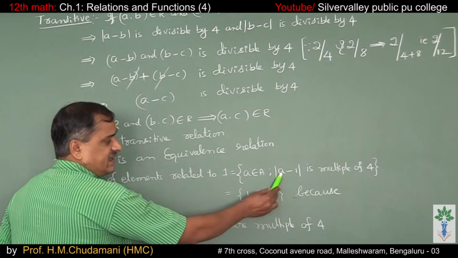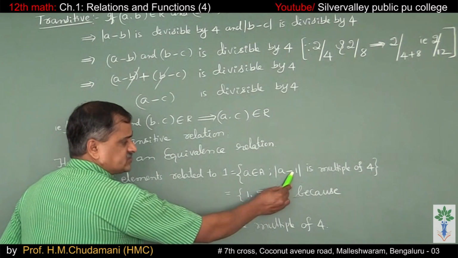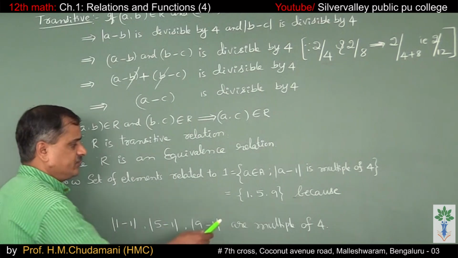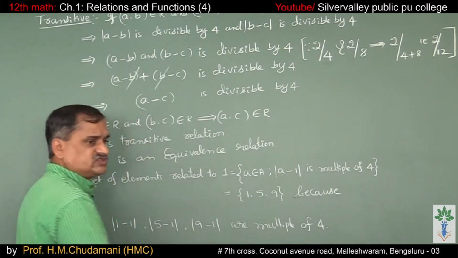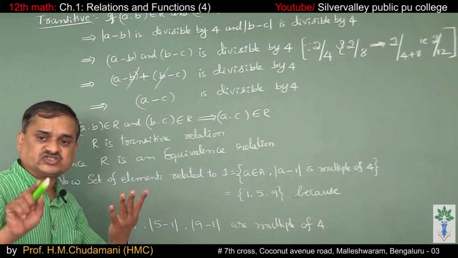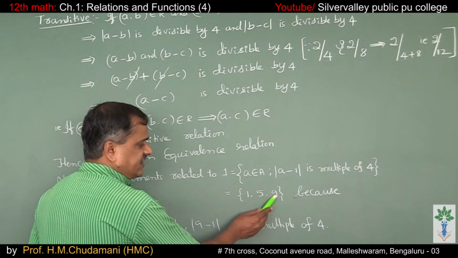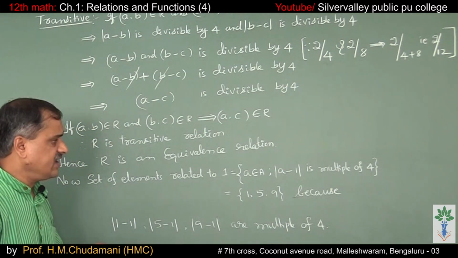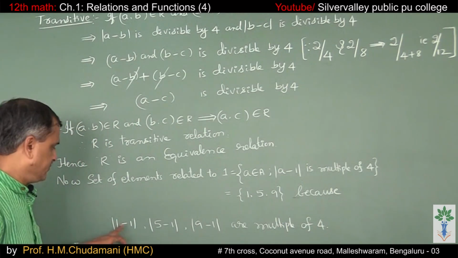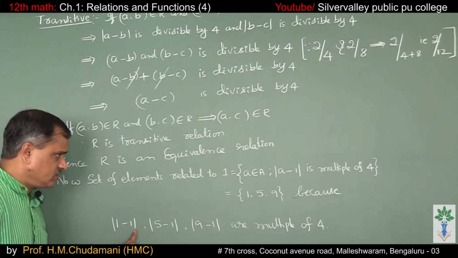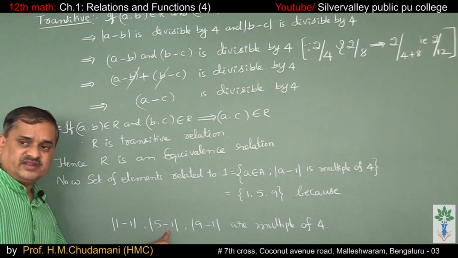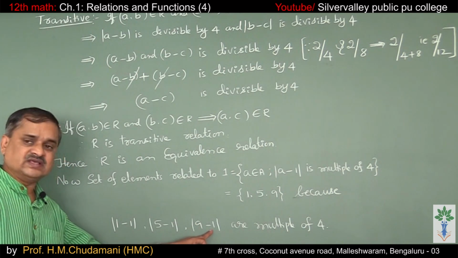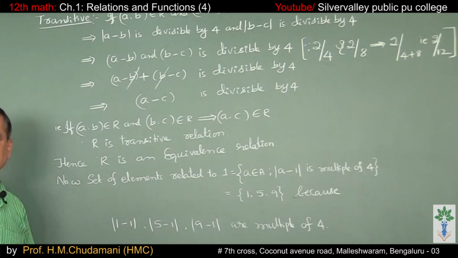So, suppose I take a as 1, 1 minus 1 is 0, 0 is a multiple of 4, divisible by 4. If I take 5, 5 minus 1 is 4, 4 is also a multiple of 4. If I select 9, 9 minus 1 is 8, 8 is a multiple of 4, right? 1 minus 1 is 0, a multiple of 4; 5 minus 1 is 4, a multiple of 4 again; 9 minus 1 is 8, again a multiple of 4.